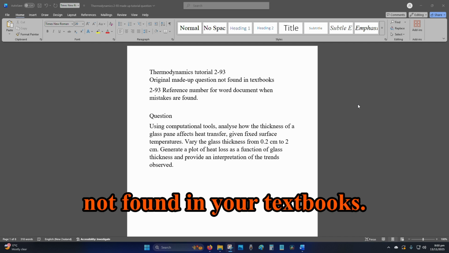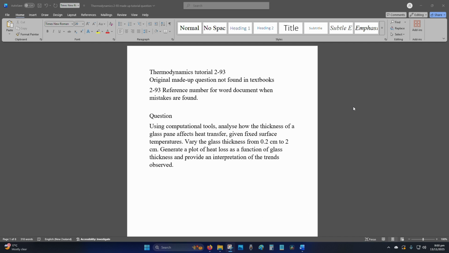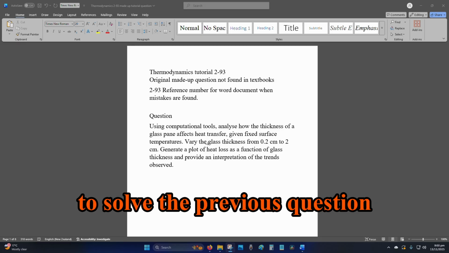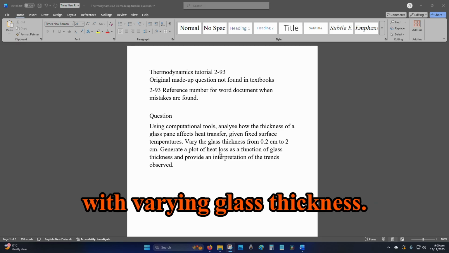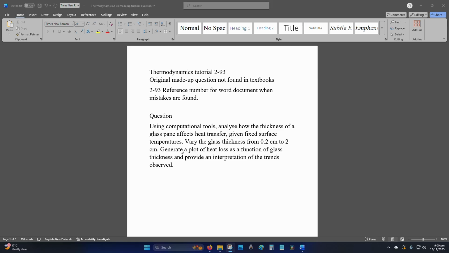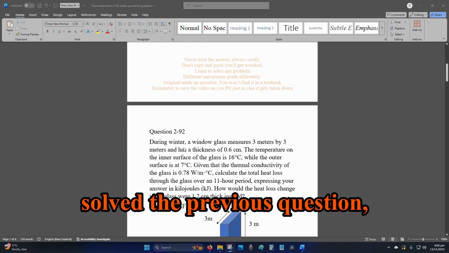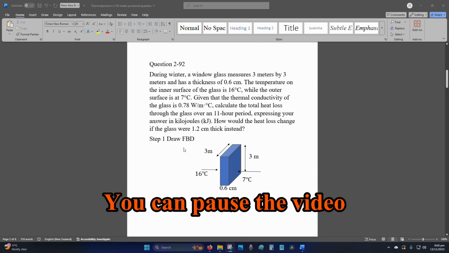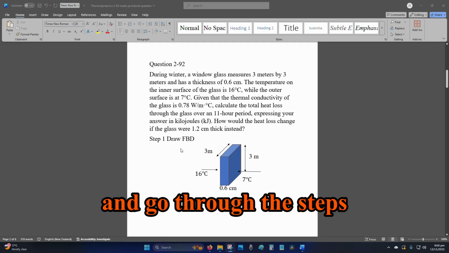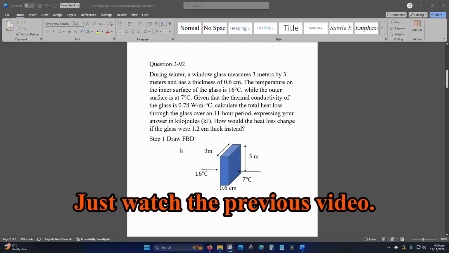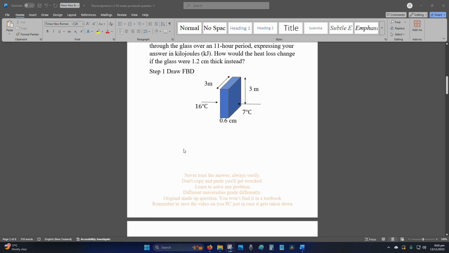This is a made-up question not found in your textbooks. We're going to be using Python to solve the previous question with varying glass thickness. Okay, if you haven't solved the previous question, here it is. You can pause the video and go through the steps. If you require the explanation, just watch the previous video.